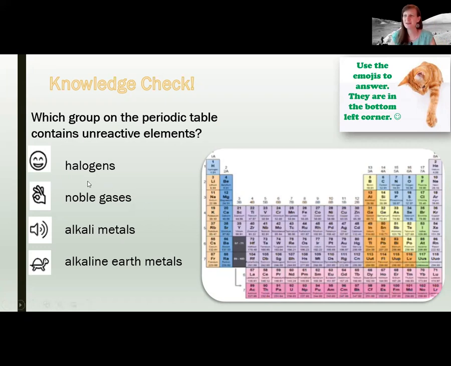I'm going to tell you that the correct answer is okay. It is the noble gases. They are completely unreactive, and that is because they have an octet. They have 8 electrons in their outermost energy level. They have 8 valence electrons, and so they are stable, completely stable.